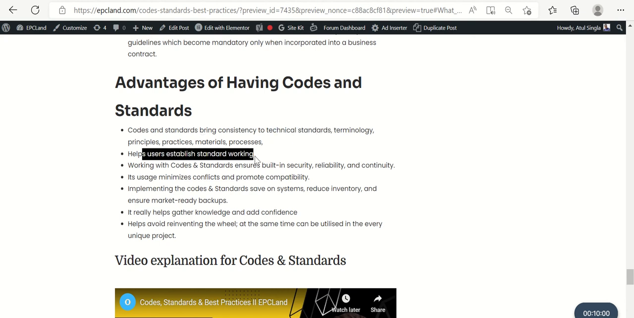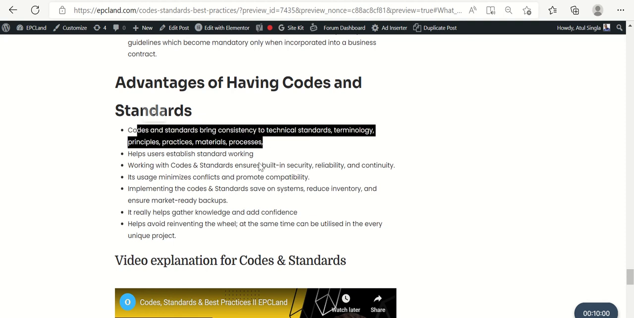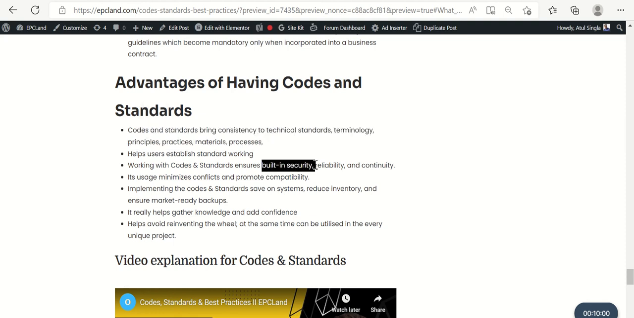It helps in standard working. Once we have consistency, we will be working in a standard way. We know how other clients are working, what they are thinking, and how they are implementing the safety aspects. Similarly, we can establish this in our own projects. Working with codes and standards ensures built-in security, reliability, and continuity. Built-in security means there are factors of safety in many codes and standards, so if we keep following those standards, this built-in security will be implemented in our project also. Once this is implemented, we can say our project is also reliable. This is another very good advantage.